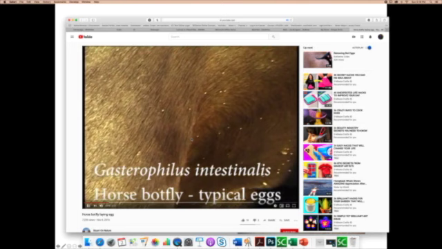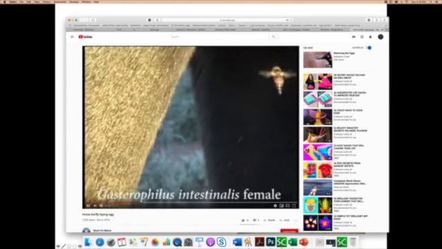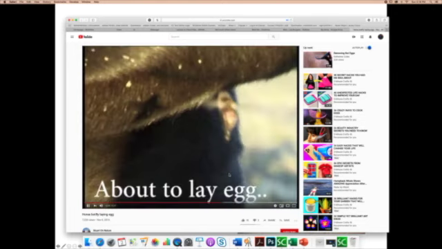So this is what the typical botfly eggs look like. This looks like it's on a horse or a cow. I think it's a horse. And you can see all these little white spots here. These are all botfly eggs. Yeah, this is a horse. And so this botfly is looking, and watch the oviposition.